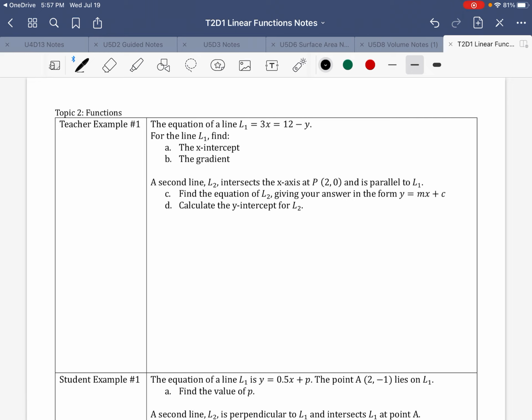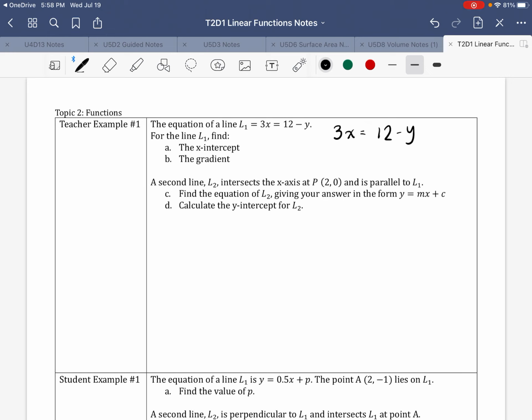Teacher example number 1. The equation of a line that we're going to name L1 is expressed as 3x equals 12 minus y. So this equation, 3x equals 12 minus y, is not in a form that we are currently familiar with. So we're going to have to do some reorganizing most likely. We're going to find the x-intercept and the gradient. So let's start with that.